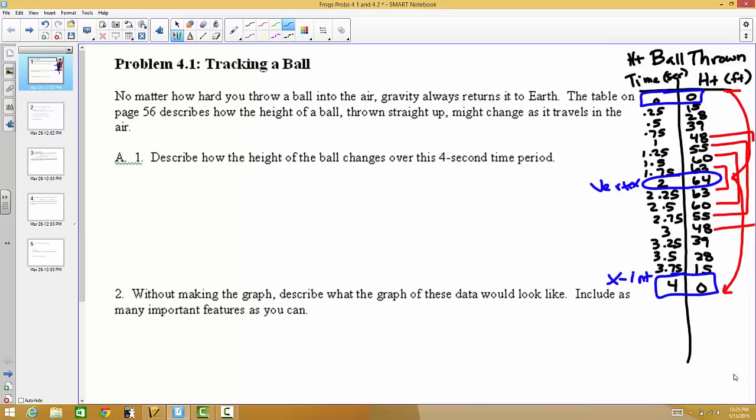So you could write that it starts at 0, and then it increases less and less, meaning that the first difference is 15, the next difference is 13, the next difference is 11. So it's increasing less and less, a difference of 9, a difference of 7, a difference of 5, a difference of 3, a difference of 1.